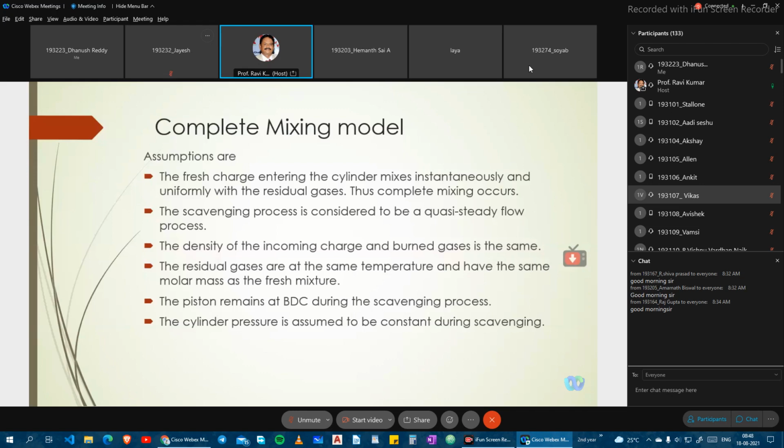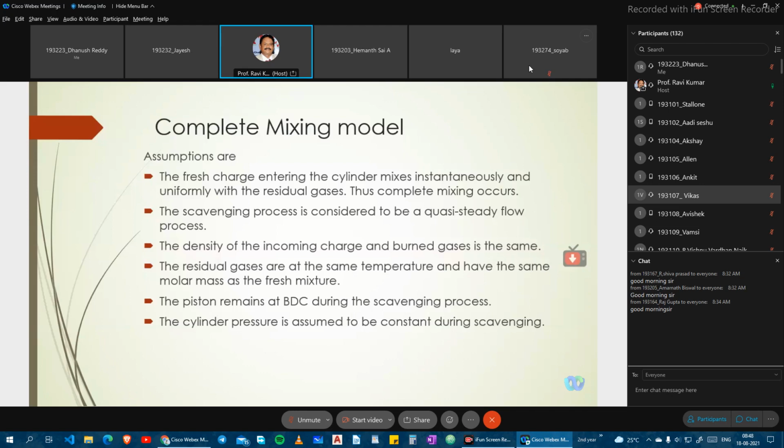These are also assumptions. If you have complete mixing, what happens? The residual gases are at the same temperature and have the same molar mass as the fresh mixture. Basically, whenever you mix the fuel and air mixture, molecular exchange takes place. Fresh air will have a higher oxygen percentage, and whatever residual gases are there, already had combustion, but it's not completely burnt, so unburnt things are there.